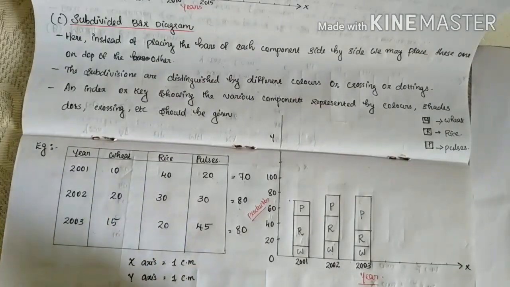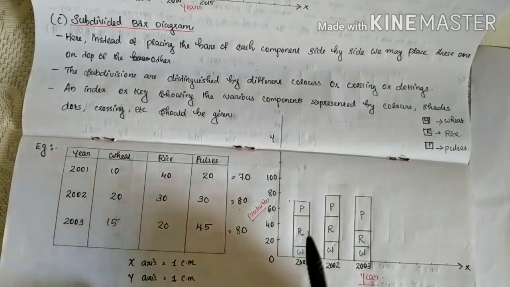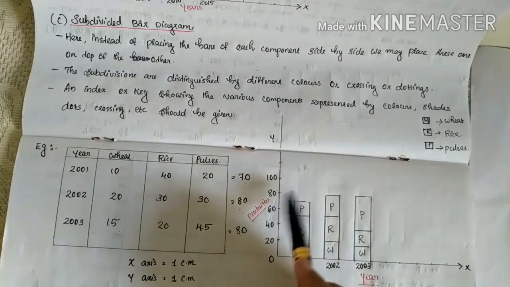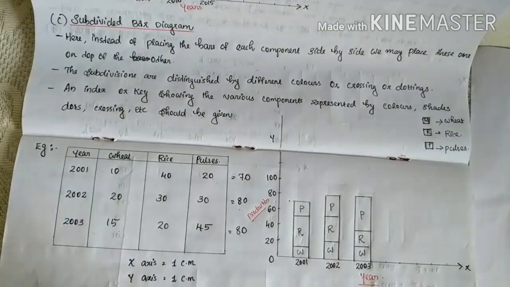And also you have to be right, x-axis is equal to 1 centimeter, y-axis is equal to 1 centimeter. That is, in x-axis and y-axis you have to be taking 1 centimeter gap.